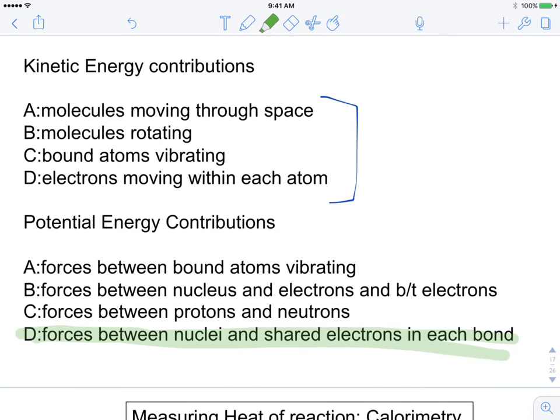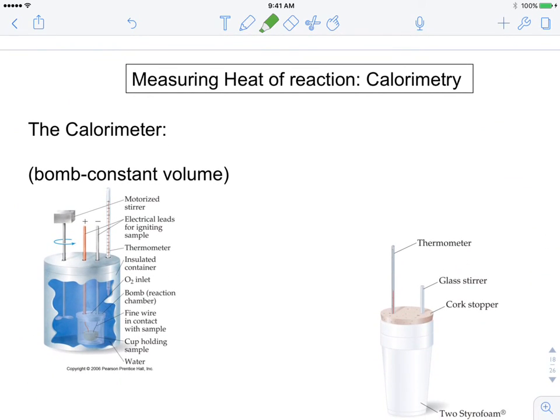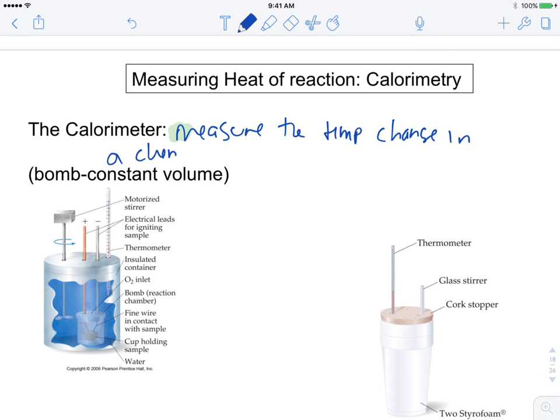Now, how do we measure these heat changes? This is what I really wanted to get to in this video. We do it using something called calorimetry, and the device that we use is the calorimeter. The calorimeter is a specialized device, and it allows you to measure the temperature change in a chemical or physical change.